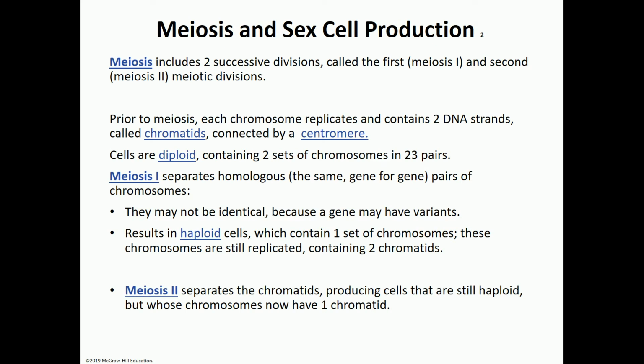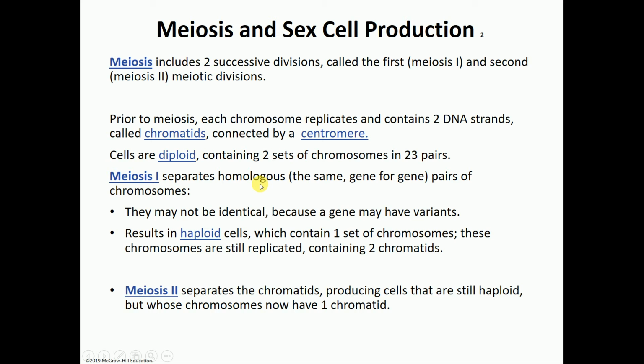So going back here, remember again, you have to start off the meiotic division with replication of the DNA, where now each chromosome is made out of 2 chromatids. Those 2 chromatids are known as sister chromatids, and they are both connected at the centromere. So at this point, our cells are diploid, where each of them has 2 sets of chromosomes in the form of 23 pairs.